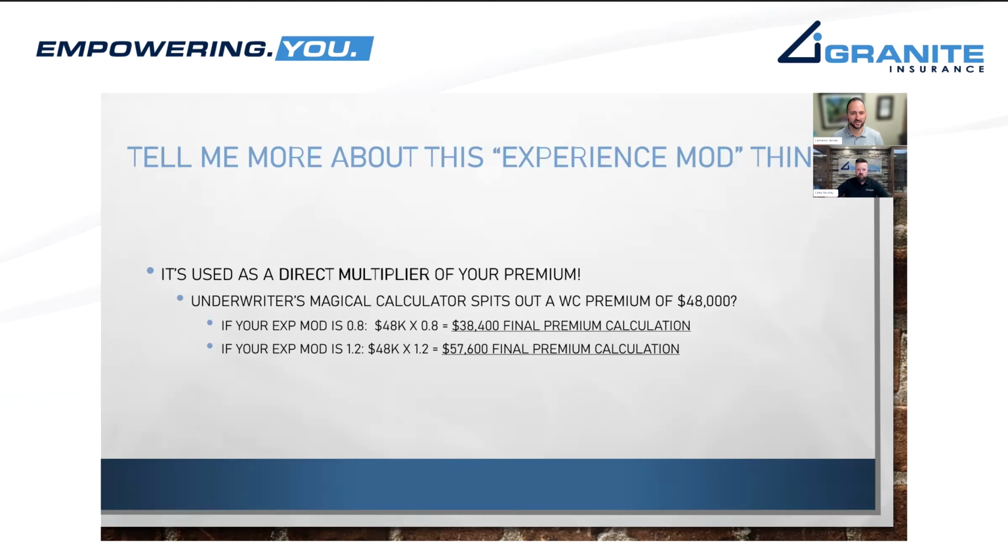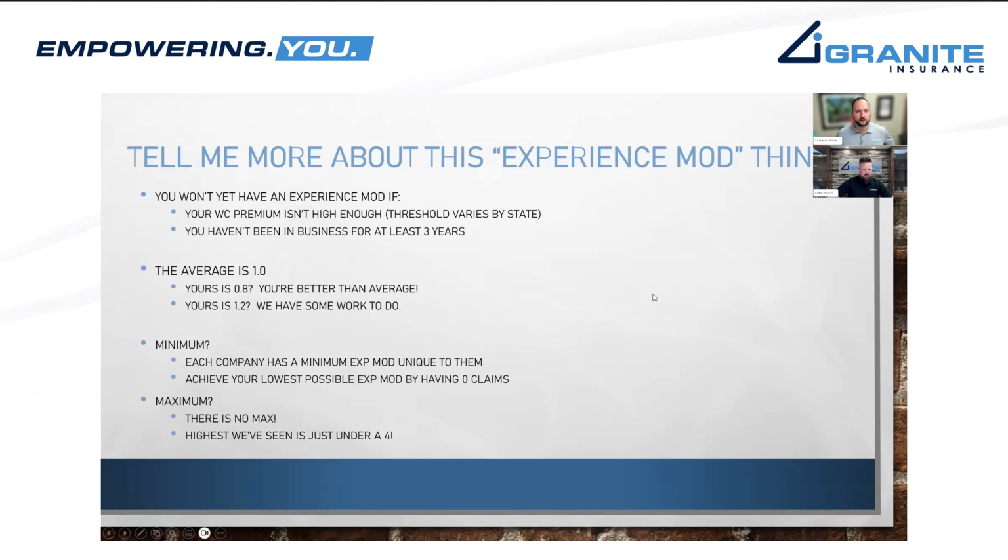That's good, Chris. I mean, that's a huge swing, for someone to be able to go from $38,000 to $57,000. That's almost a $20,000 swing by just this simple little experience mod factor. Yeah, it's extremely important. Again, it's a direct multiplier of your premium. Whether that's a good thing or bad thing for you, it's either a credit or a debit, but it is a direct multiplier. And we'll talk about what we can do to control that here in just a second. Don't see any other comments, so I'll assume we're all on the same page.